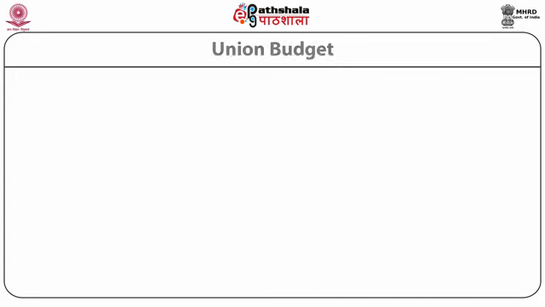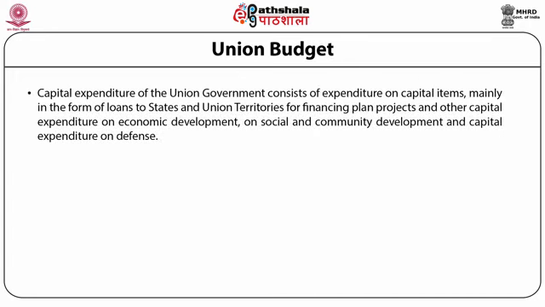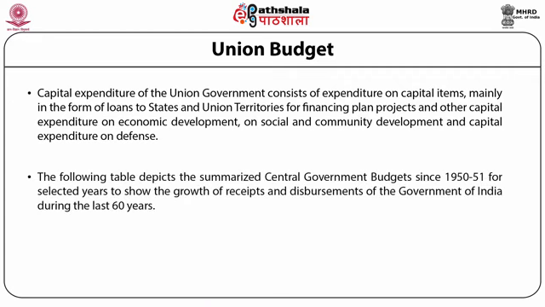Capital expenditure of the union government consists of expenditure on capital items, mainly in the form of loans to the states and union territories for financing planned projects, and other capital expenditure on economic development, on social and community development, and capital expenditure on defense. The following table depicts a summarized central government budget since 1950-51 for selected years to show the growth of receipts and disbursement of the Government of India during the last 60 years.